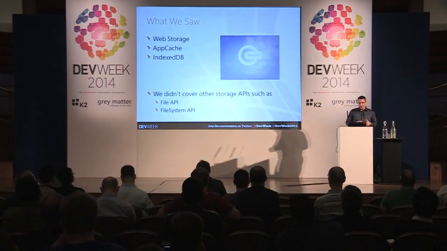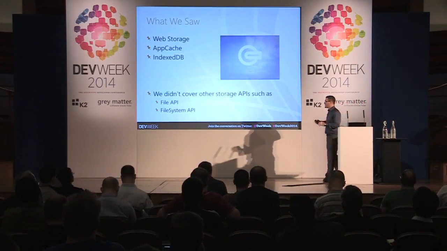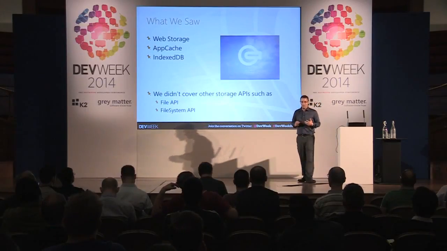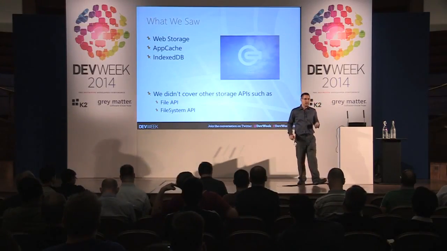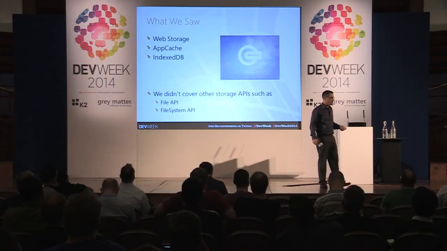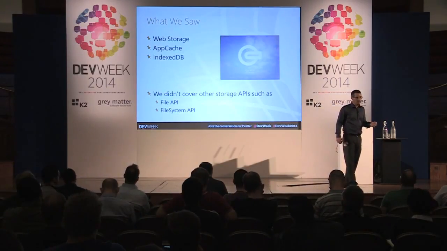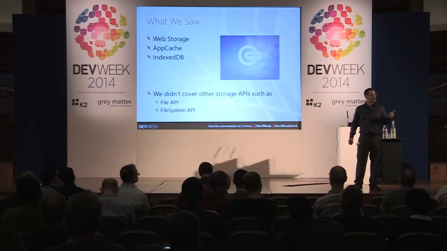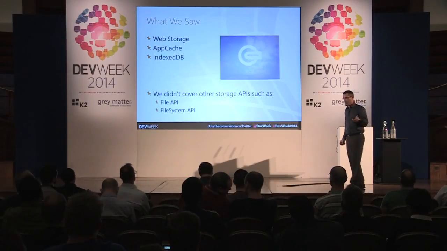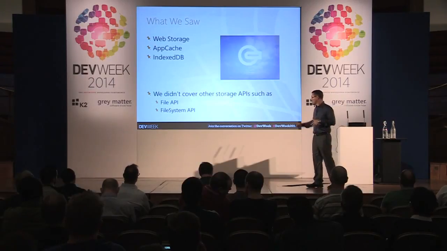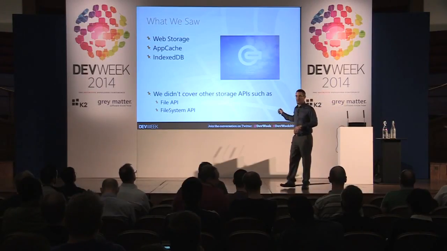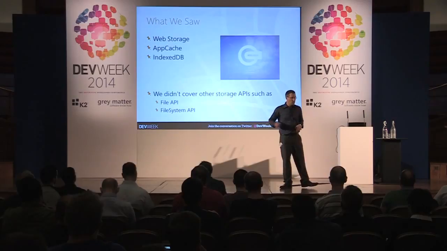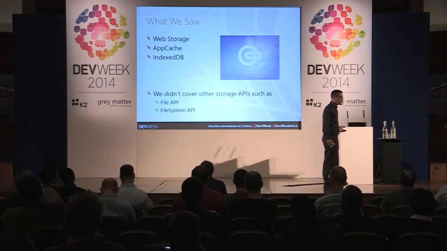With that, what we saw here, let's wrap up a little bit. We saw here three options, three APIs in HTML5 that enable you to store data in the client side, or to take your application offline. These APIs are web storage, IndexedDB, and offline web application. I didn't show you file API and file system API, which are two other storage options that you can use.